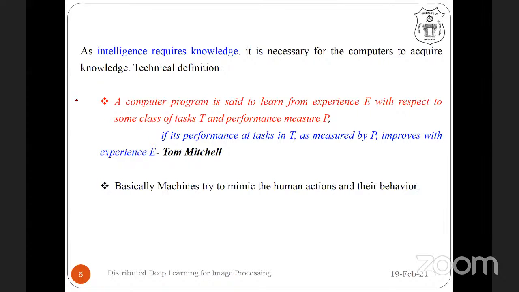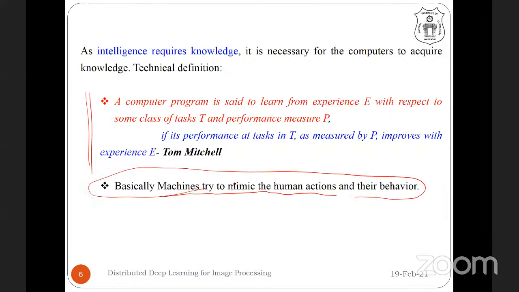This is the textbook definition by Tom Mitchell. How do we define intelligence? You can go through it. Ultimately, the target of this entire thing is that machines try to mimic human actions and behavior. This is the intention of your entire machine learning or deep learning.